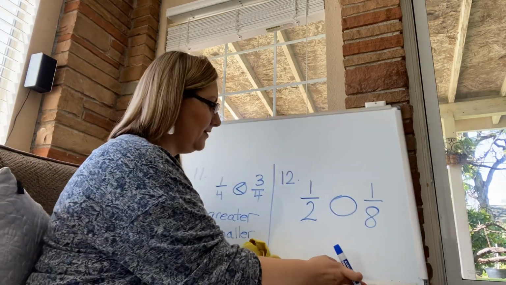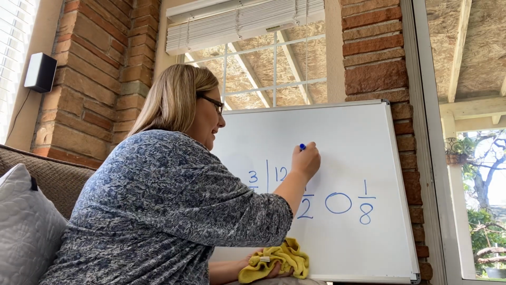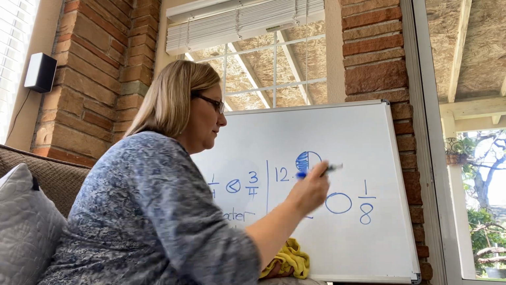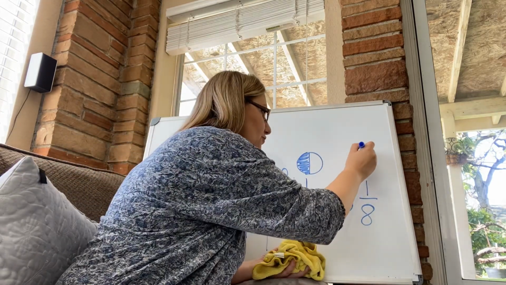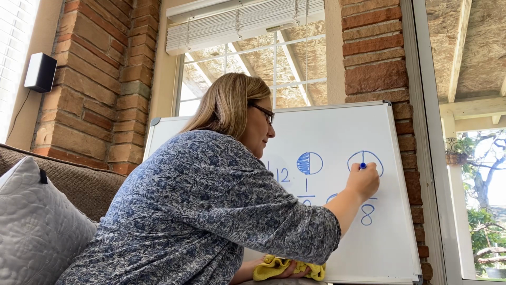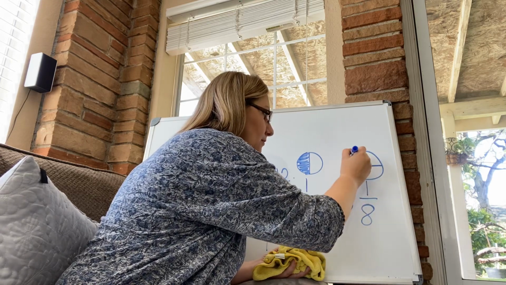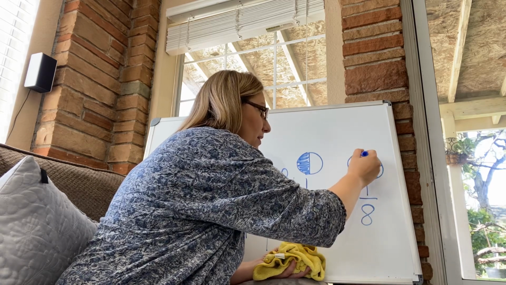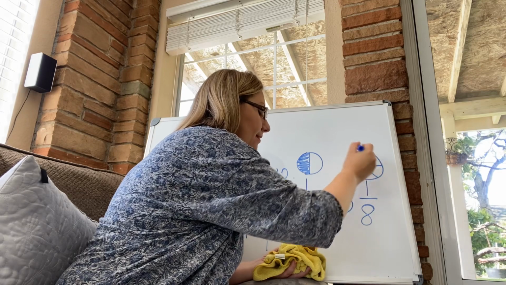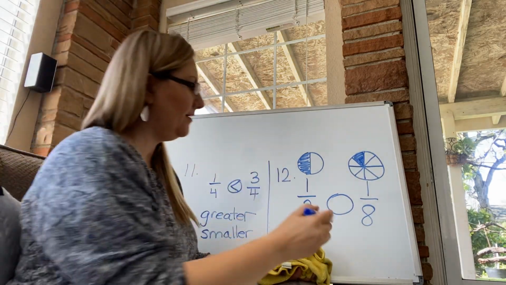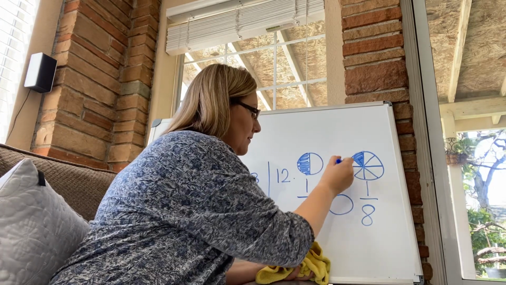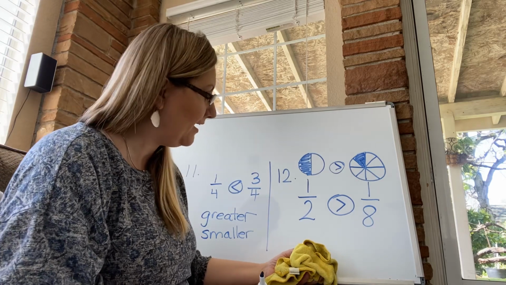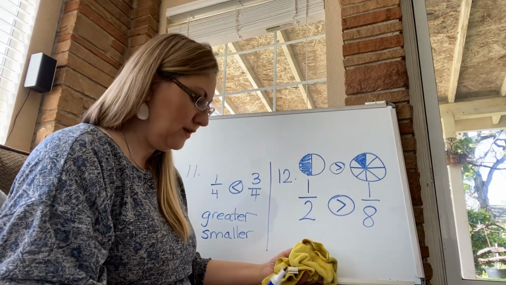Okay, first of all, let's draw a picture of these. Okay, 1/2, draw a little picture. 1 out of 2. And now on this side, draw a congruent circle, except this one, we're going to break up into the 8 parts. And there's just one of those 8 parts, 1/8, right? Which one is greater? Obviously, 1/2 requires more shading than 1/8. So 1/2 is greater than 1/8.